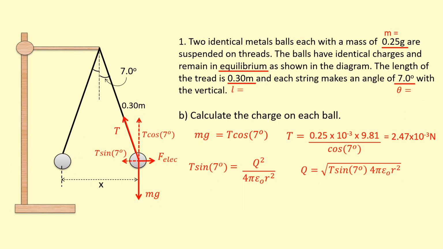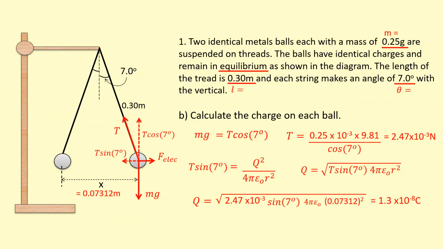Okay, so let's put these numbers in. We do have r squared, by the way, which is the distance from the center of one to the center of the other. We calculate that in part A. So square root of the tension, which I just calculated, 2.47 times 10 to the minus 3 newtons, times sine 7, making sure that's in degree mode, 4 pi epsilon naught is 8.85 times 10 to the power minus 12 from your data sheets. And the distance between them, which is r squared, is the one that we calculate in part A using trigonometry. And that squared gives us a charge of 1.3 times 10 to the minus 8 coulombs.